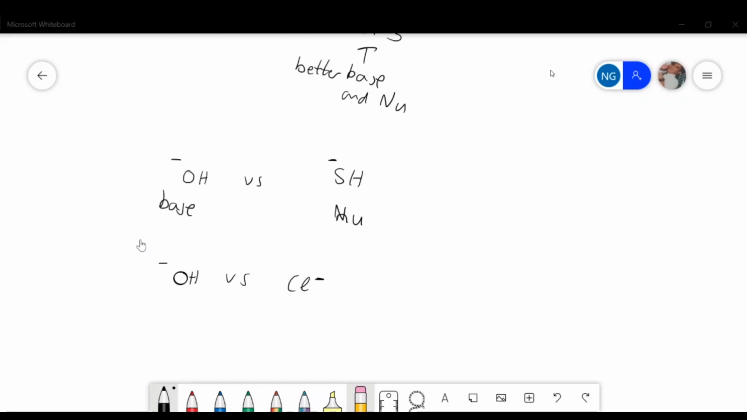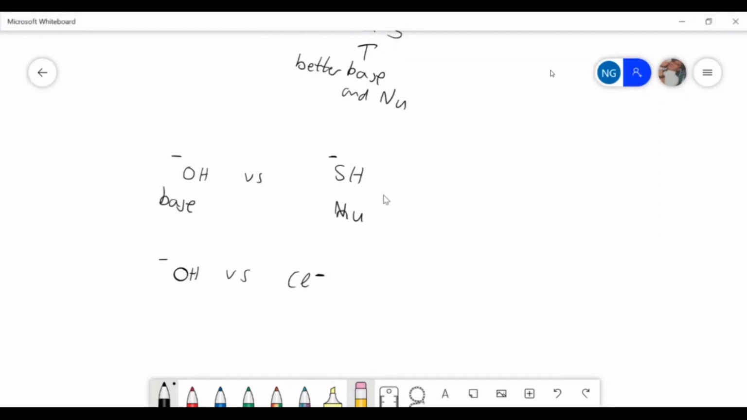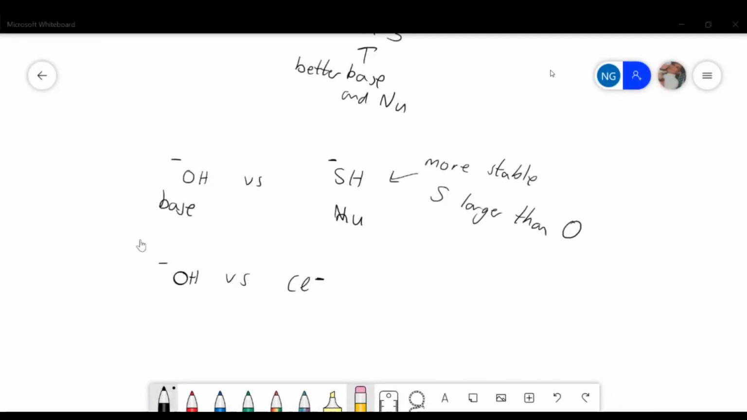You guys understand why this is more stable? It's very important for you to understand why it's more stable. Yes, it is better able to disperse the negative charge.